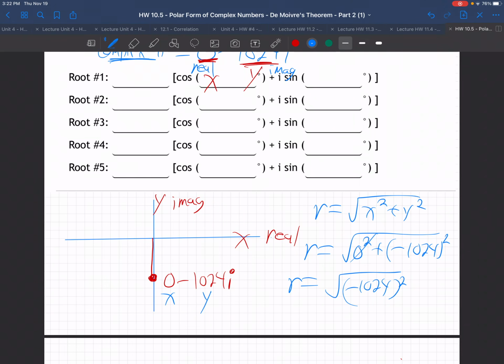If you do that in your calculator, squared, I'm getting a gigantic number. I'm getting 1,048,576, about 1 million, and then you square root that. Guess what you're going to get? 1024, of course, because the negative became positive when we squared it, but then the root and the square just canceled each other out, and it came back to 1024.